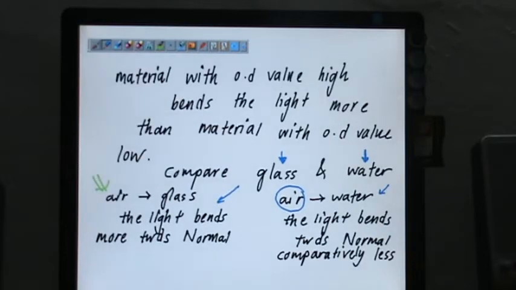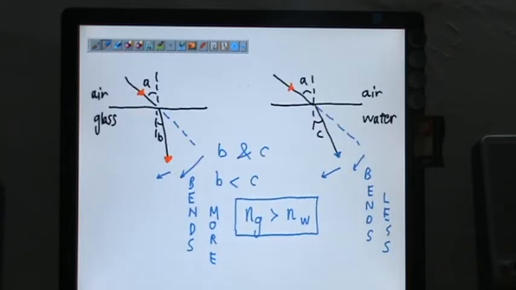Then you have water, meaning air, the one I circle, to water. The light bends towards normal comparatively less. What does this really mean? Let's compare two charts. These two charts are more or less the same because it comes from air. This one also comes from air. So it has a certain angle of A here and a certain angle of A here. So it's basically the same light ray.